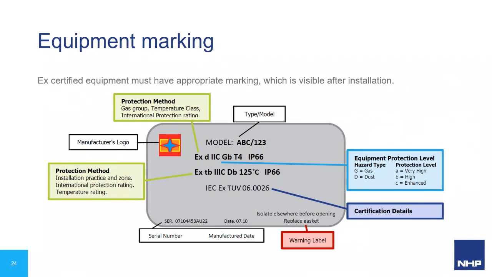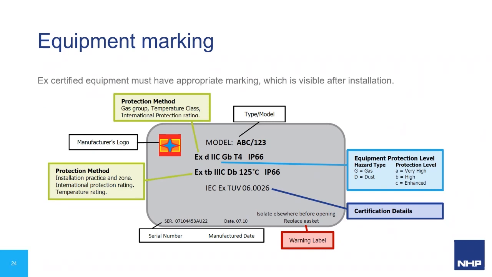On the Ex equipment itself, you'll find the appropriate marking as well. This marking needs to feature some important information about the Ex protection type of the equipment and is verified by an inspector once it is installed and in use. So on the label, you have the protection method, the gas group, the dust group, and the subgroup, the EPL, temperature class, and IP ratings, along with the certificate number. You also have some other info you may find there, like the serial number of the product, the manufacturer's logo, and any special warning labels like you must isolate elsewhere before opening.